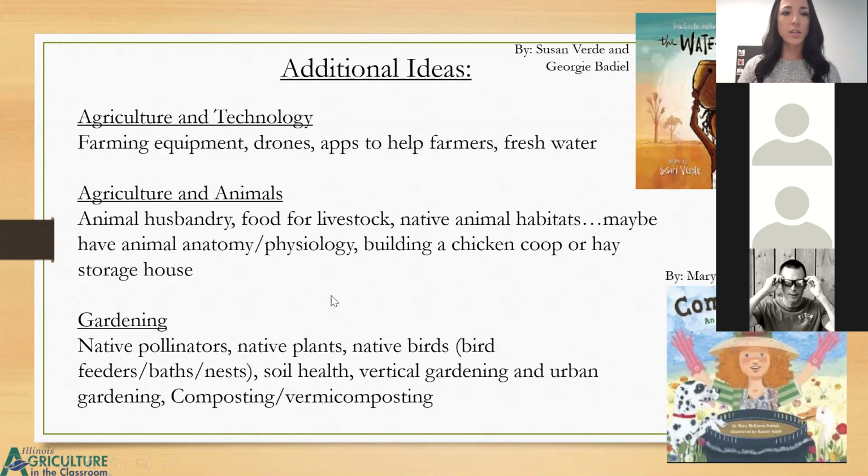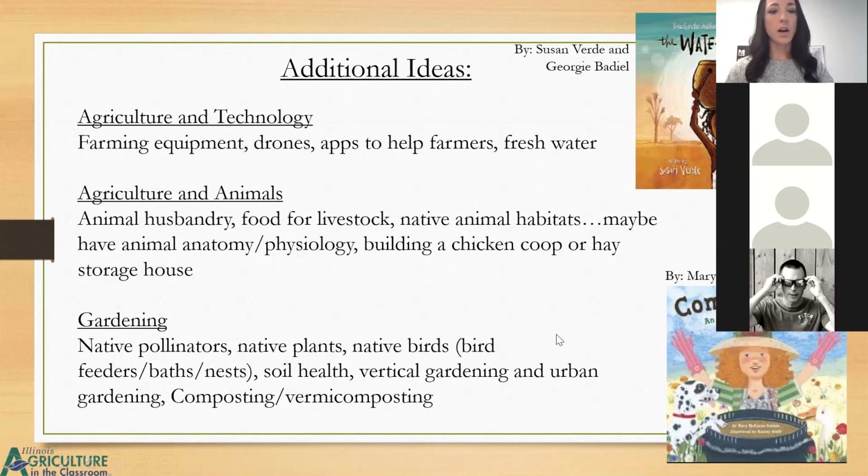What can we do for our pollinators? What native plants do they need? Birds, especially for urban schools, if you look at, well, how do we create community gardens, or how do I make my own food when I live in an area surrounded by cement? So you could look at urban gardening, vertical gardening, and then composting and vermicomposting.